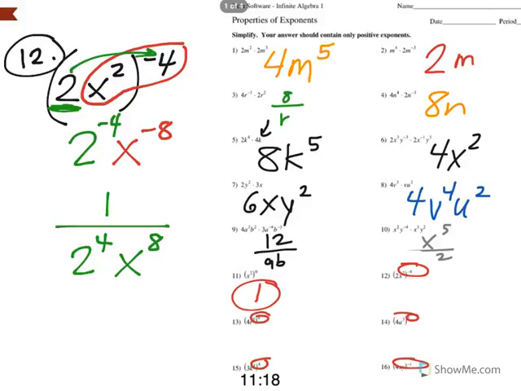Okay, now 2 to the 4th is 2 times 2 times 2 times 2. 2 times 2 is 4, 4 times 2 is 8, 8 times 2 is 16. Alright, 16 here, and x to the 8th. So our final answer is going to be 1 over 16x to the 8th.